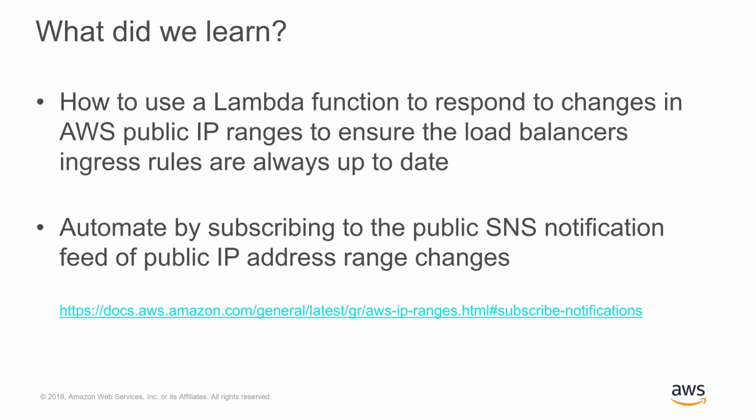So we're in through the example code. What did we learn? How to use a Lambda function to respond to changes in public IP ranges from AWS, ensuring that the ingress rules on our load balancers are always up to date. And we can automate this process. If we subscribe to a public SNS notification that's linked below, then we can trigger our Lambda function to run automatically every time those public IP ranges change. It keeps the security groups for our load balancers up to date. It's a great use of Lambda.